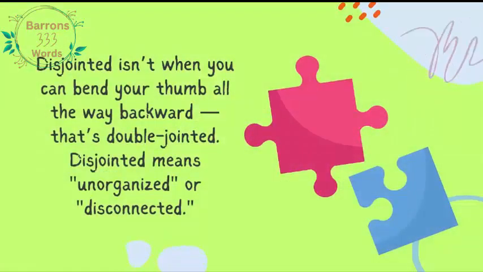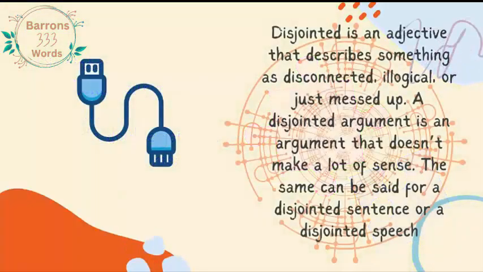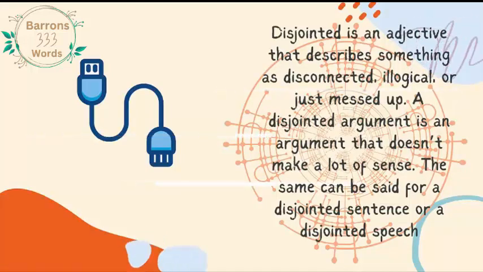Disjointed isn't when you can bend your thumb all the way backward, that's double-jointed. Disjointed means unorganized or disconnected. Disjointed is an adjective that describes something as disconnected, illogical, or just messed up. A disjointed argument is an argument that doesn't make a lot of sense. The same can be said for a disjointed sentence or a disjointed speech.